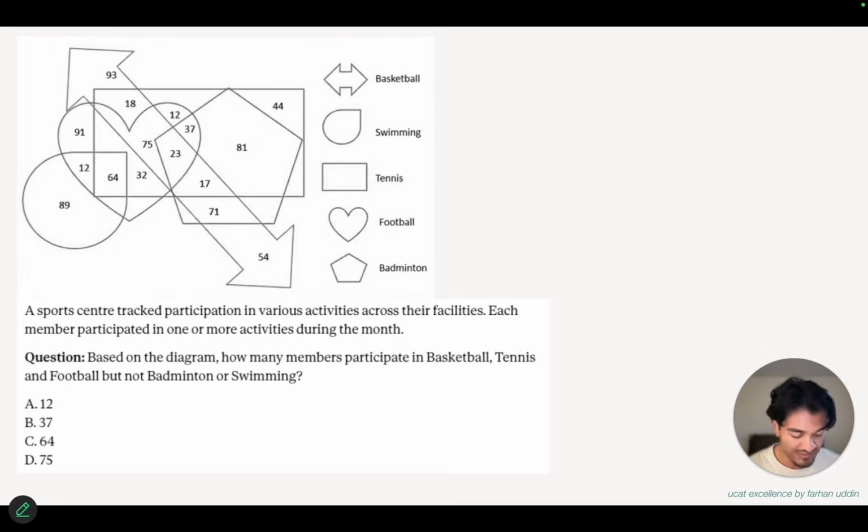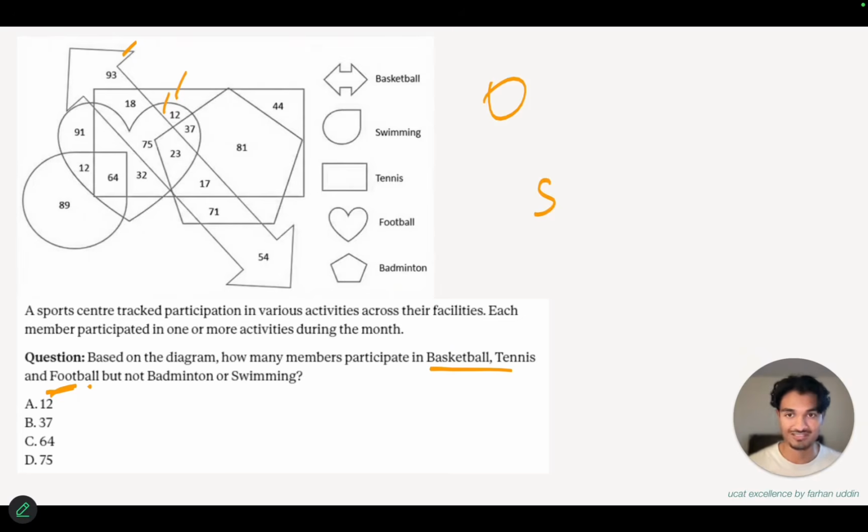How many members participate in basketball, tennis, and football, but not badminton and swimming? So we want tennis, we want basketball, and we want football, which is the heart here. Lovely. So I'm going to look for an intersection between them all. Overlaps, just a quick scan of where everything is. I'm basically now just solving the question.